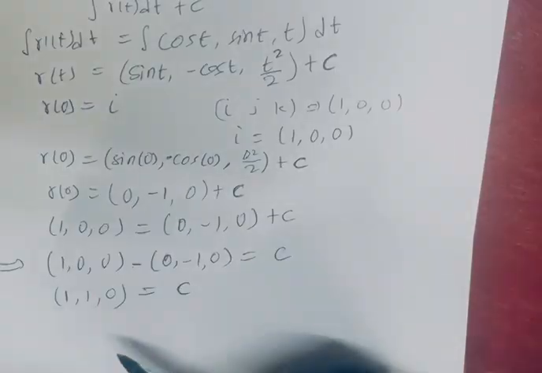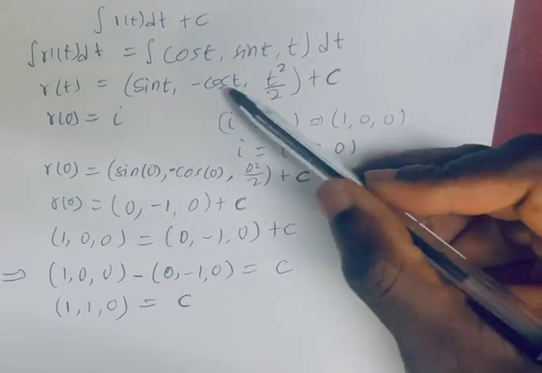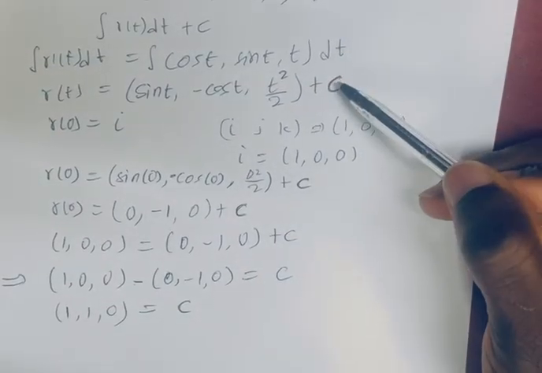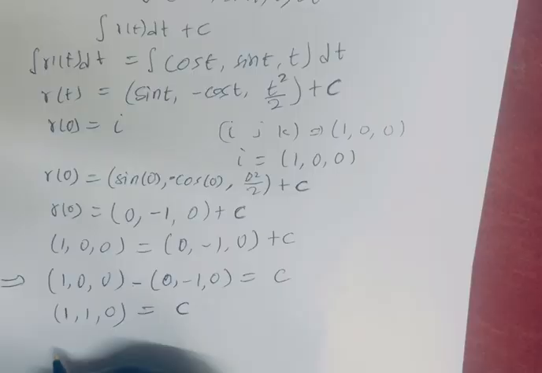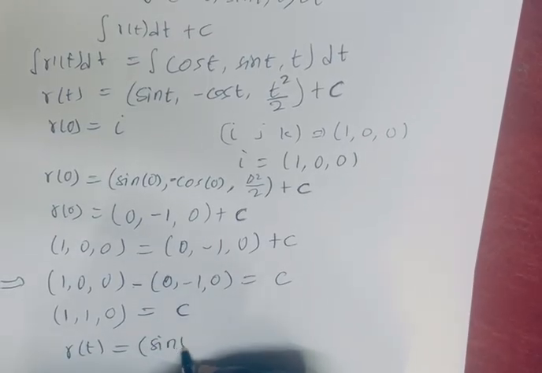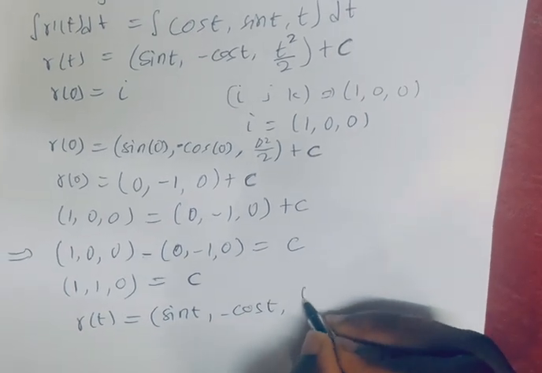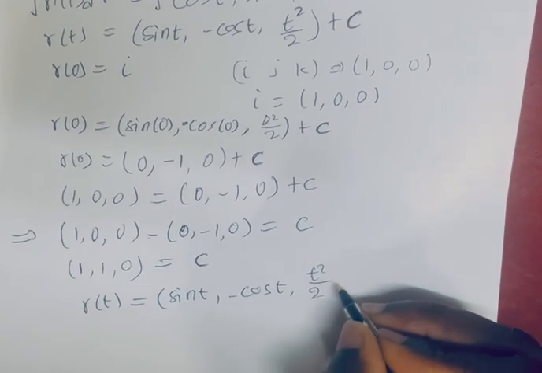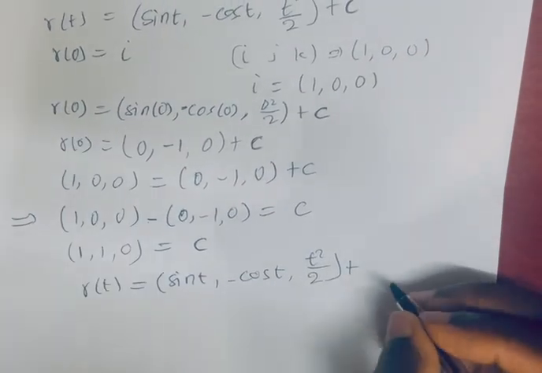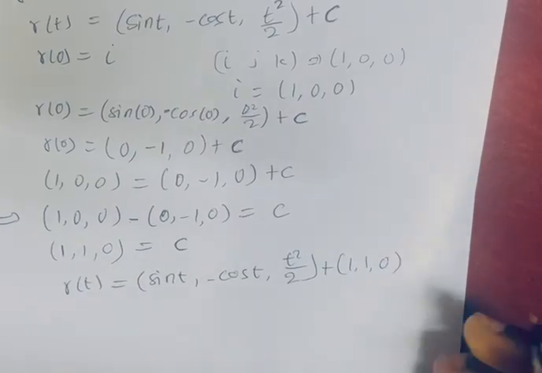So here we have to come back and substitute it back into the question. After finding the antiderivative, we have c here, so you have to go back and substitute it there. So here we have r of t equal to sin t, minus cos t, t squared over 2, plus the c component, which is this. So we add it to it, 0, 1, 0.